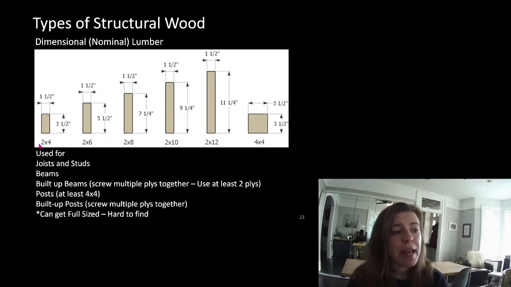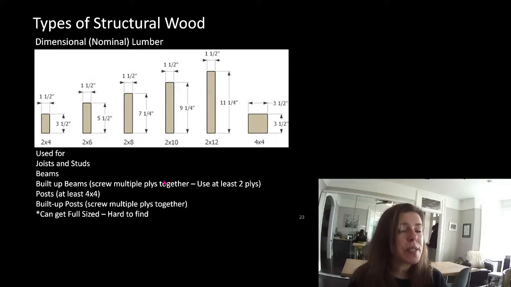In metric, we tend not to bother with this. We tend to just convert the actual numbers to metric. So a 2x6 would be 38 millimeters by 140 millimeters. We wouldn't write it as 51 millimeters by 152 millimeters. We actually use the nominal size.